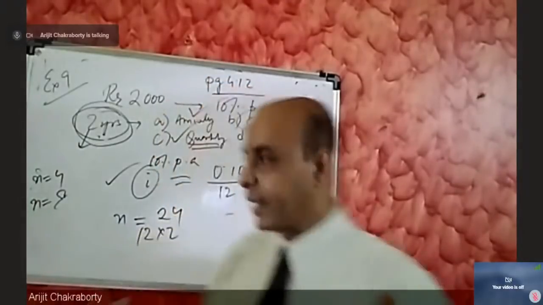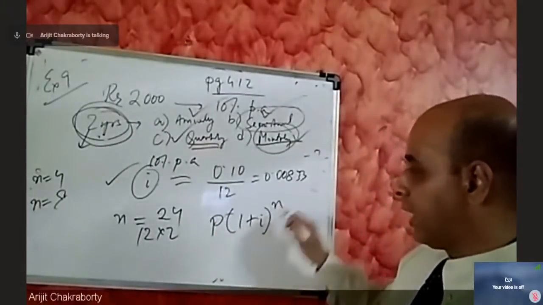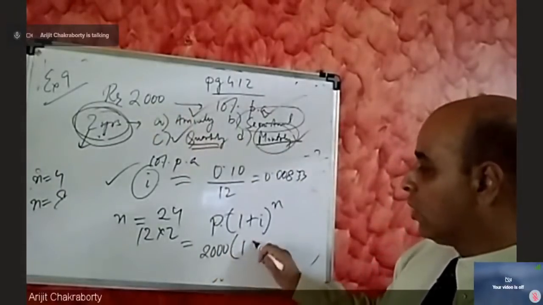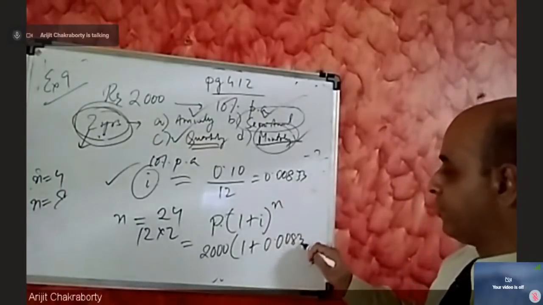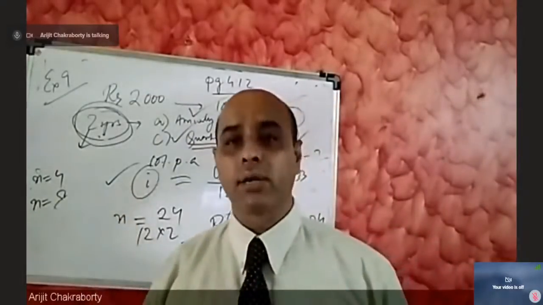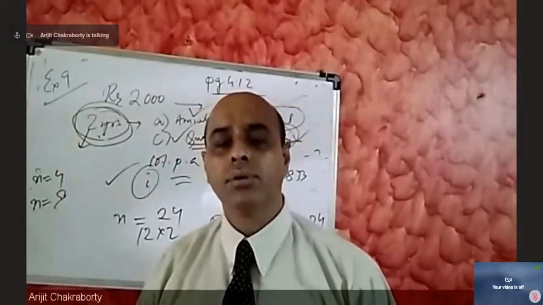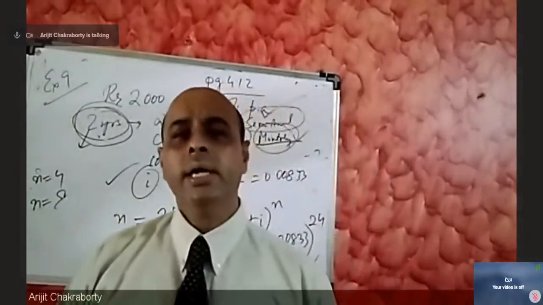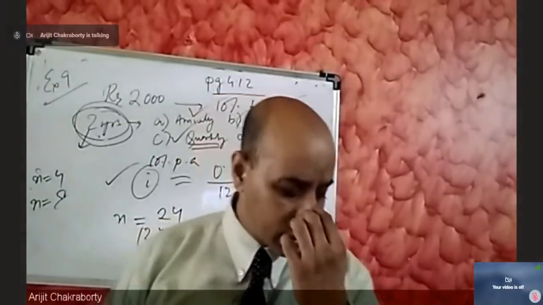Dear friends, if this is what we have, then let us put these numbers into the formula and see what is the value we are getting. So, the value will be P into 1 plus I to the power N. Here P is 2000. So, 2000. 1 plus I is 1 plus 0.00833 to the power 24. This is a humongous calculation, but you know, shortcuts are there. I was discussing certain shortcuts, how to use the shortcuts in calculation.